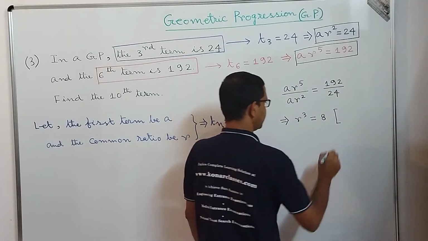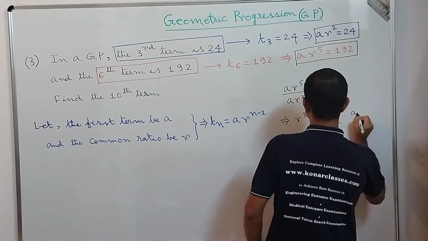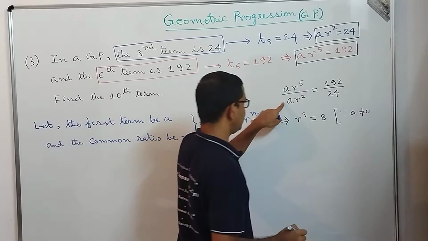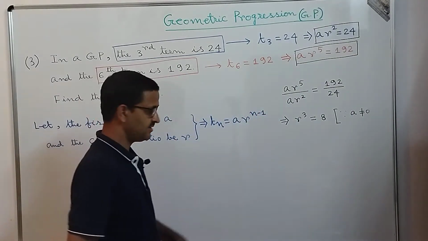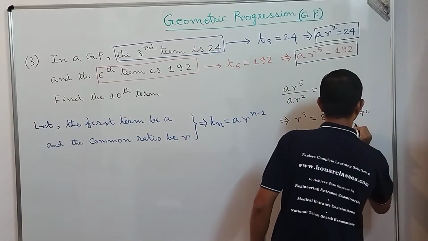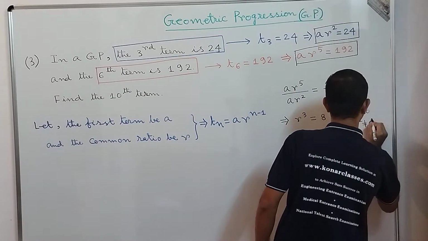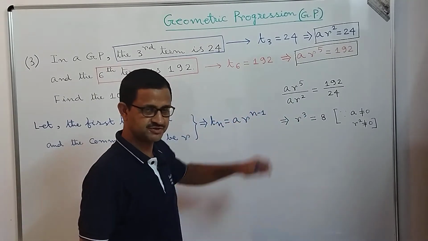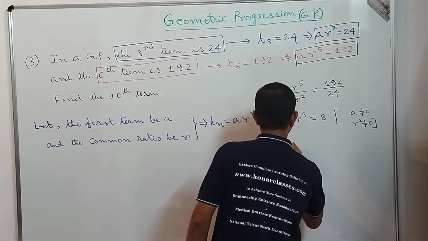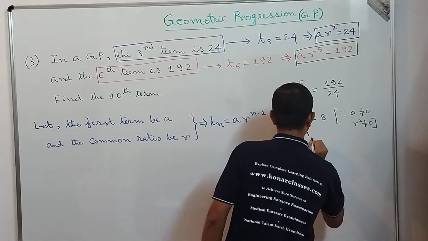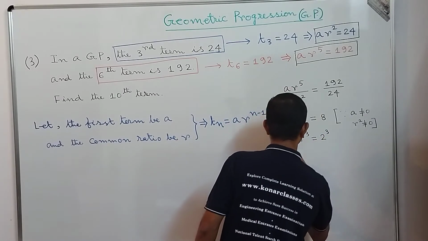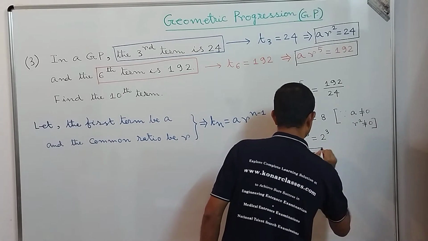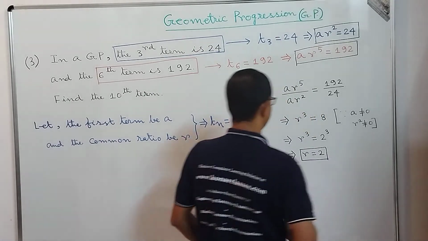192 by 24 is equal to 8. In bracket you should write, since A is not equal to 0. Because if A is equal to 0, the question doesn't make sense. And also R square is not equal to 0. Hence we are able to cancel A R square in both numerator and denominator in this expression. So R cube is equal to 8. By laws of indices, R cube equal to 8 means 2 to the power 3. So from here, dear students, we get the value of R is equal to 2. So that means the common ratio we get as 2.